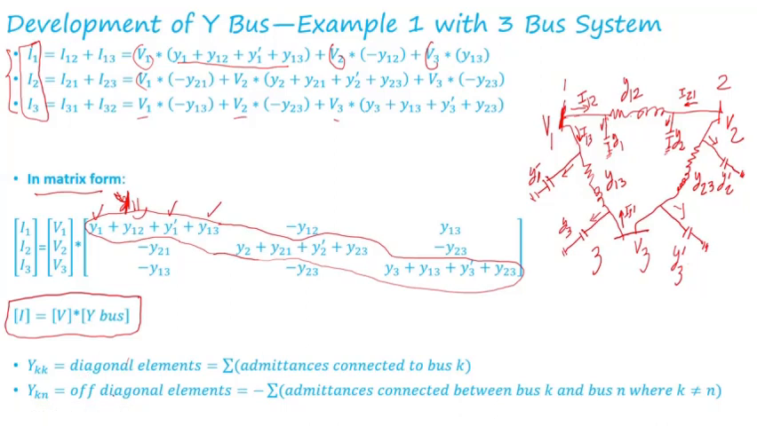Then for the off-diagonal elements, it's minus the sum of all the admittances connected between bus K and bus N, such that K is not equal to N. Let me first show the off-diagonal. The off-diagonal elements are the rest of the elements, these that are not on the diagonal. So these are.